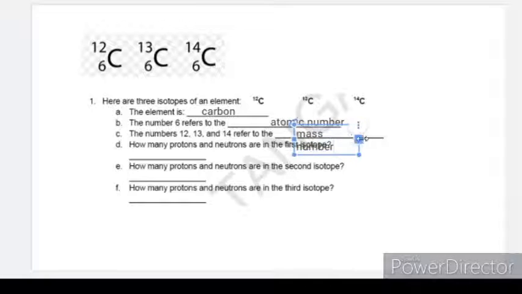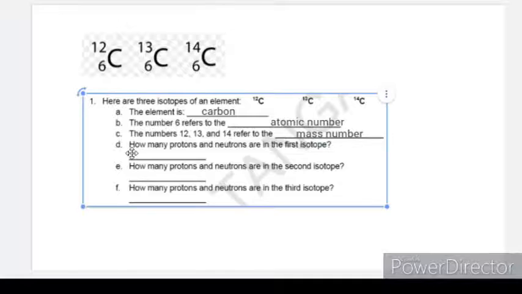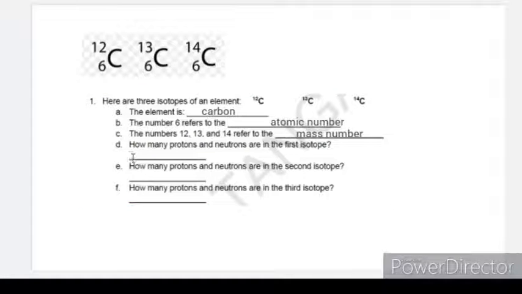And how many protons and neutrons are there in the first isotope? Okay, so the protons is the atomic number. So the number of protons is equal to 6, since it's the atomic number, while the number of neutrons is equal to 12 minus 6, which is also equal to 6.